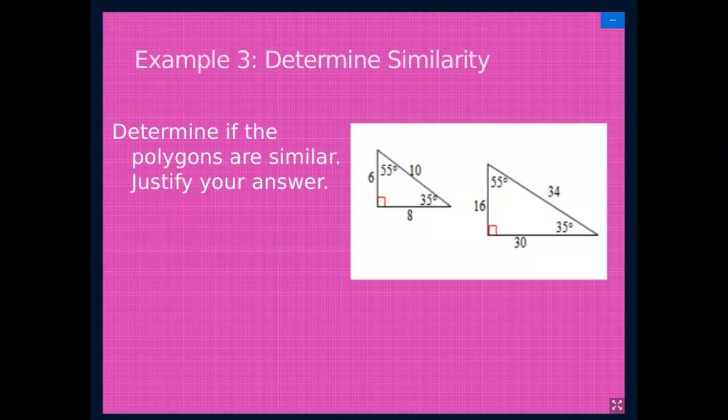Determine if the polygons are similar. So this is again where the angles matter. So we're going to compare the side length across from angle 35. So that's 16. And then we'll compare to the side length across from 90, which is 34. So we need that to equal side length across from 35, which is 6, to 10. So 6 and 10 both divide by 2. So you get 3/5.